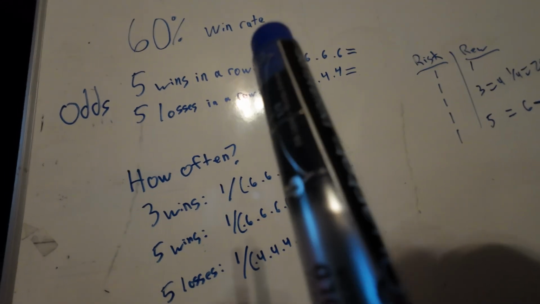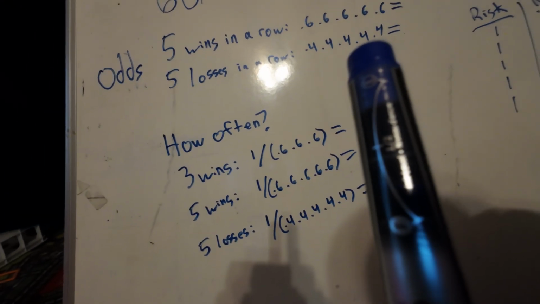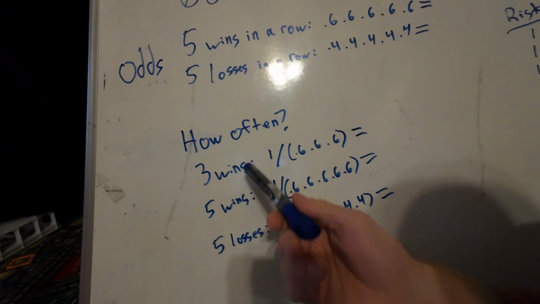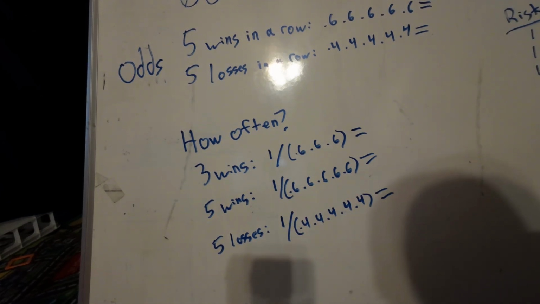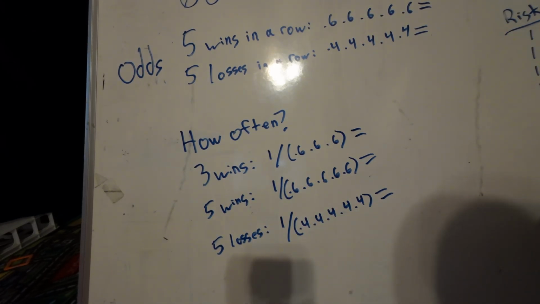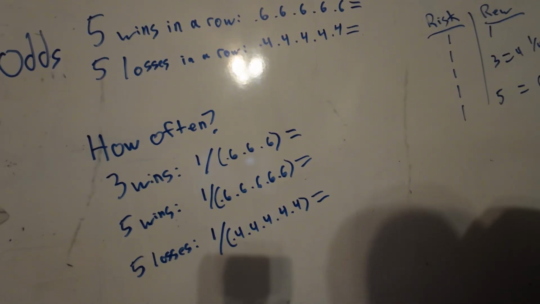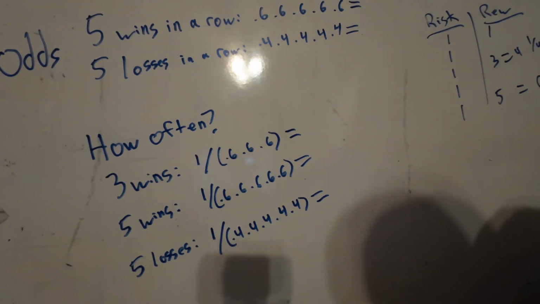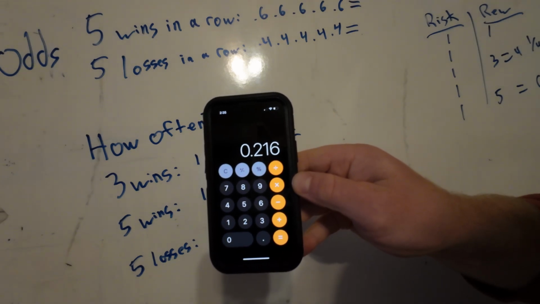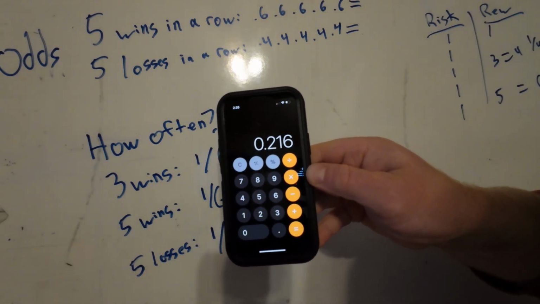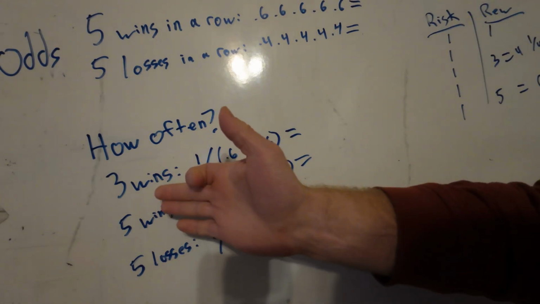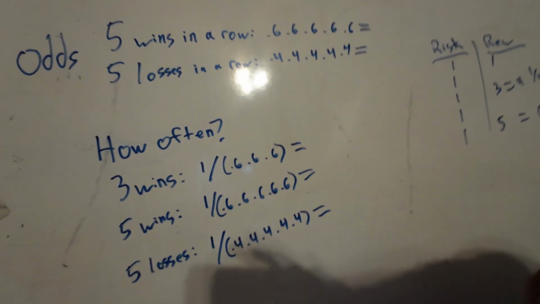Now, how often? This is the more interesting one in my opinion. How often can I expect 3 wins to happen? We know that it's 0.6 times itself 3 times. So 0.6 times 0.6 times 0.6 is equal to 0.216. So 21% of the time we can expect 3 wins in a row with our 60% win rate.